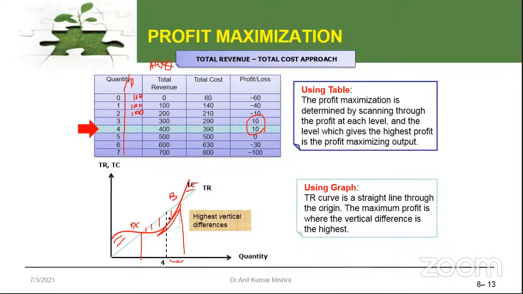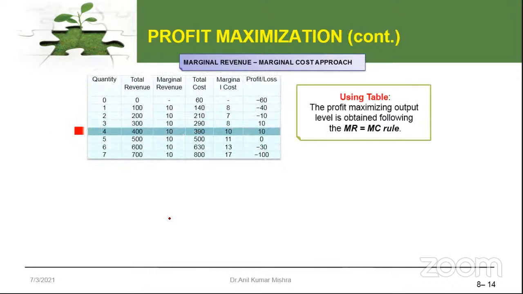Now move to the MR and MC approach. When you're considering the MR and MC, then what do you find? Again, you know the terms total revenue and total cost from the previous figure and previous slide. Again, the profit and loss are also known to you. You just add two additional columns, marginal cost and marginal revenue. What is marginal cost? The difference between two successive total revenues is called the marginal revenue. The difference between two successive total costs is called the marginal cost.